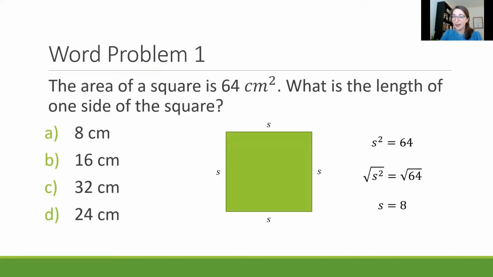Now, you can do this on a calculator, and with smaller numbers, you might even be able to do some of this in your head. A square root is just what number multiplied by itself equals 64. You could do some quick math and think, what is 2 times 2, 3 times 3, 4 times 4, 5 times 5? But ultimately, you're going to get the answer of 8. So we know that the length of one side of the square is 8.